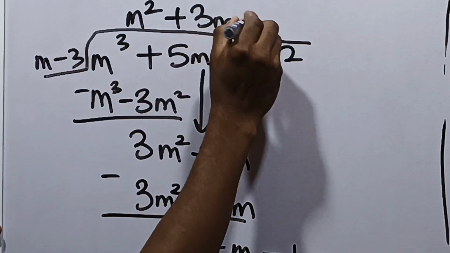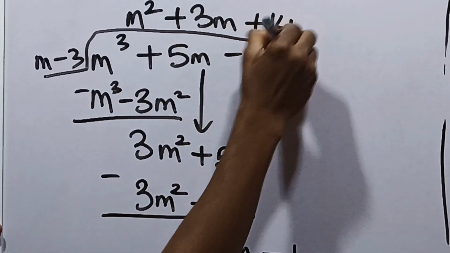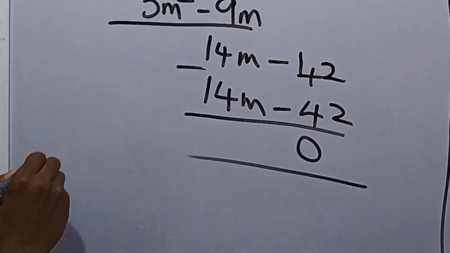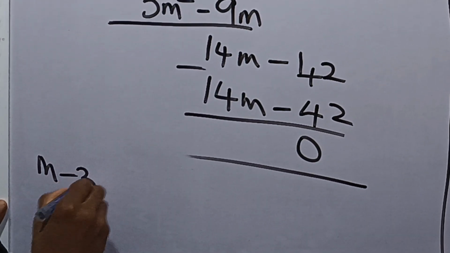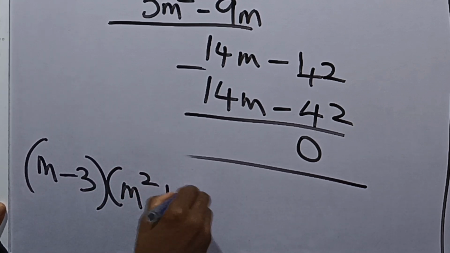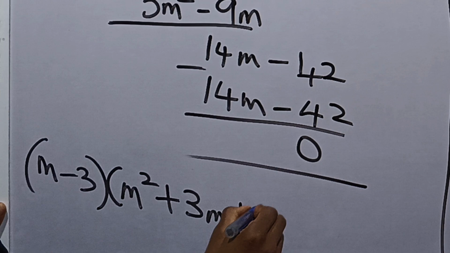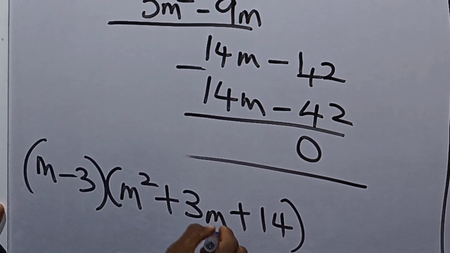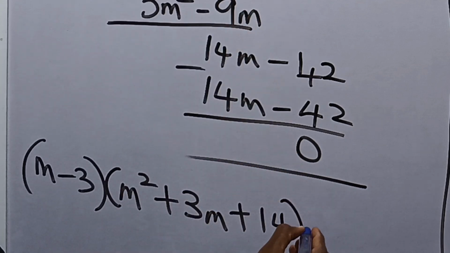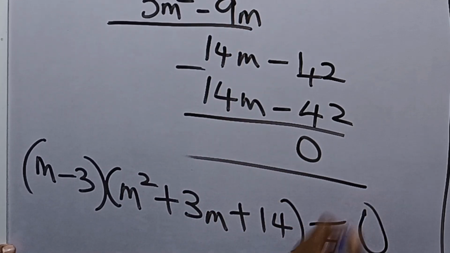14m divided by m is 14. 14 times m is 14m. 14 times minus 3 is minus 42. When we subtract, we have 0. Okay? Now, this means that m minus 3 will multiply m squared plus 3m plus 14 to give us our m cubed plus 5m minus 42. And altogether, this is also equal to 0. Okay?